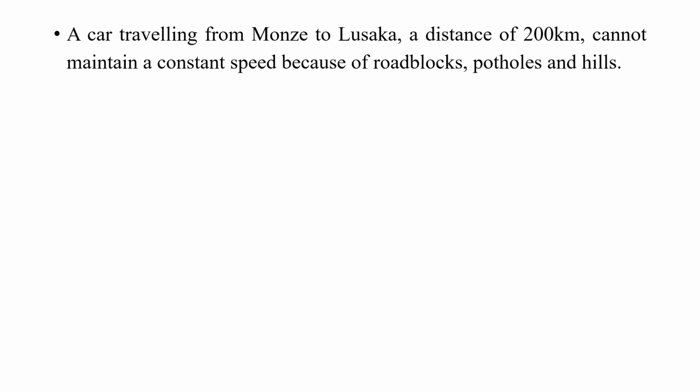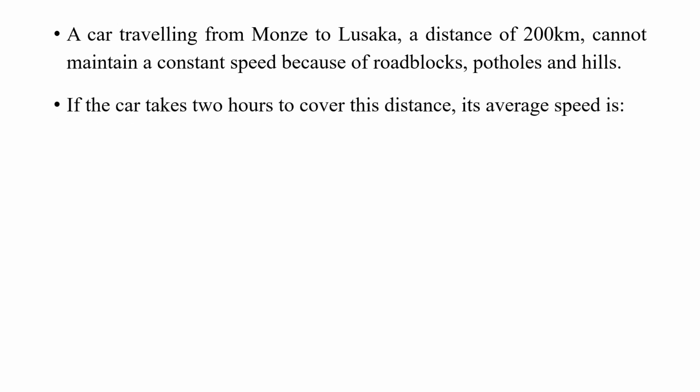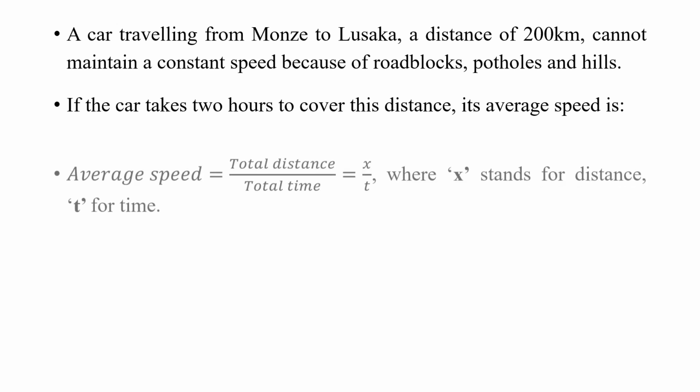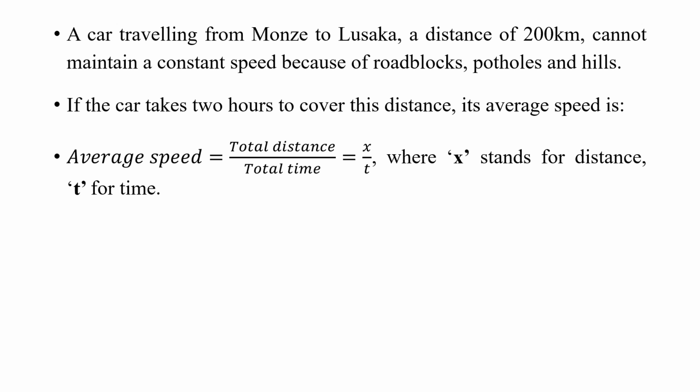A car traveling from Mons to Lusaka, a distance of 200 kilometers, cannot maintain a constant speed because of roadblocks, potholes, and hills. If the car takes 2 hours to cover this distance, its average speed is: average speed equals total distance divided by total time, equals x/t, where x stands for distance and t for time. S equals 200 kilometers over 2 hours, equals 100 kilometers per hour.